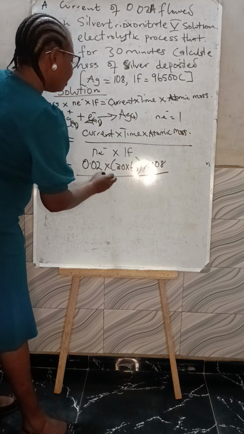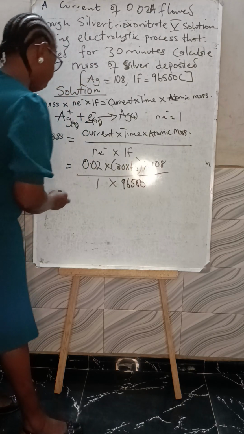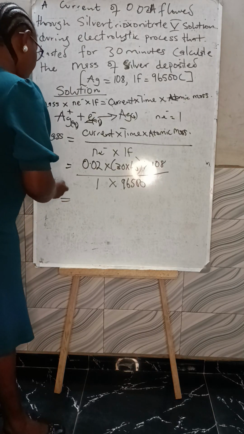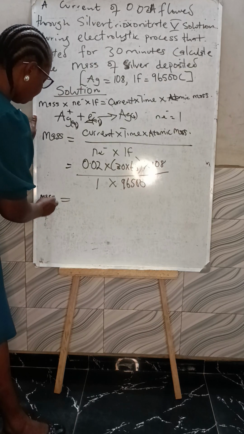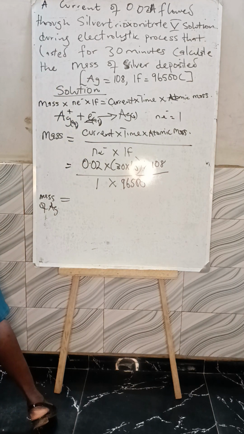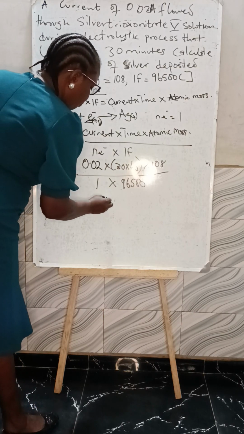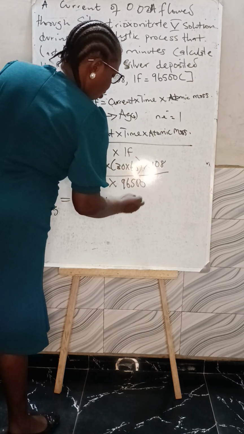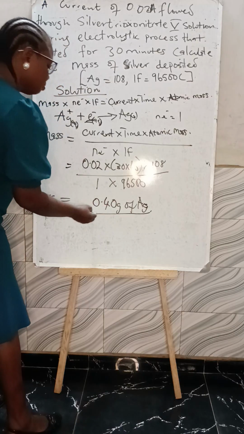Number of electrons is 1 times 1 Faraday, 96500. So mass of silver now becomes 0.40 gram of silver liberated during the electrolysis.